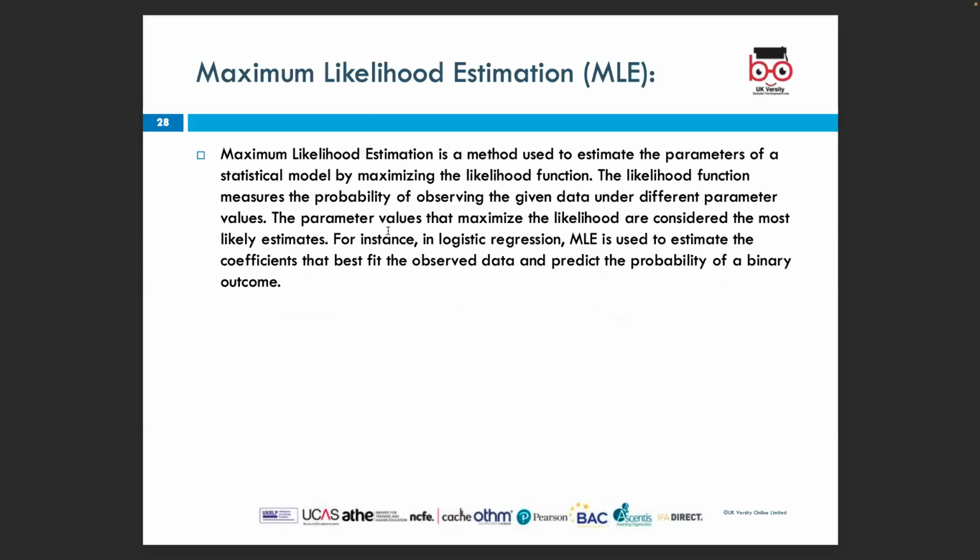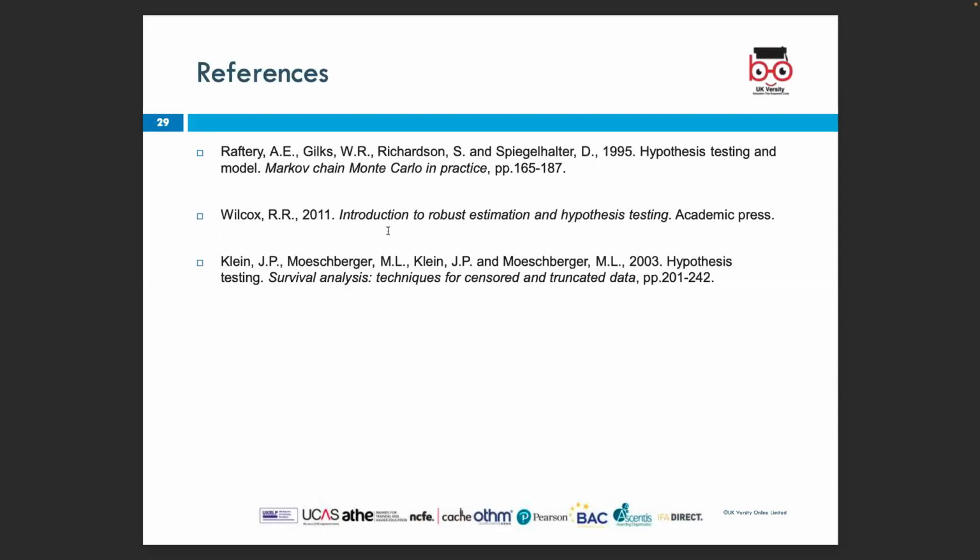We have the maximum likelihood estimation, which is MLE. Maximum likelihood estimation is a method used to estimate the parameters of a statistical model by maximizing the likelihood function. The likelihood function measures the probability of observing the given data under different parameter values. The parameter values that maximize the likelihood are considered the most likely estimates. For instance, in logistic regression, MLE is used to estimate the coefficients that best fit the observed data and predict the probability of a binary outcome.